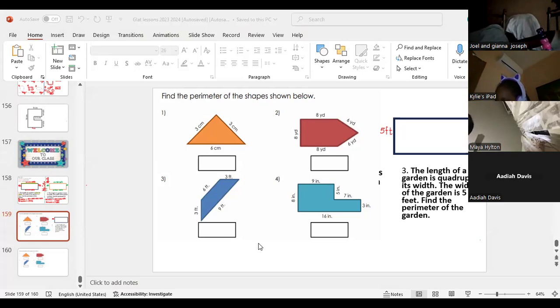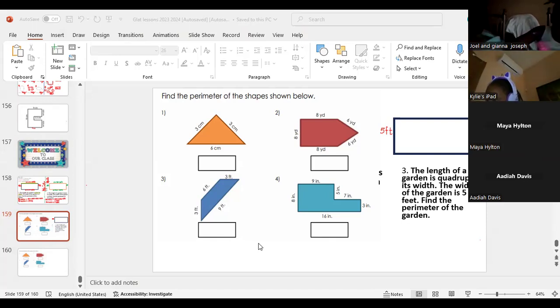Maya, what number you on? Where's Maya? Yes, sir. What number you on? I'm sending in my work to you. Adaya, what number you on? I'm answering number 4 on the second one, right?